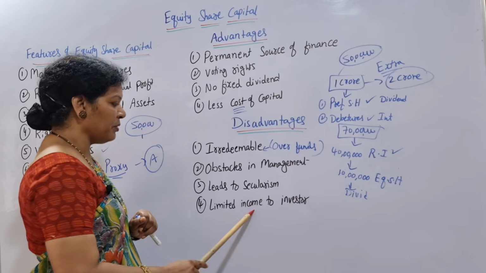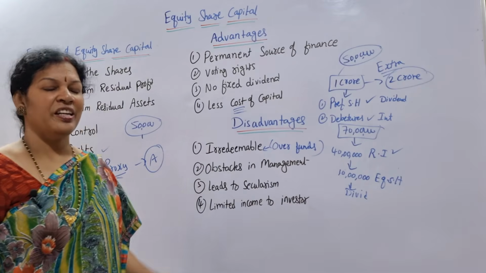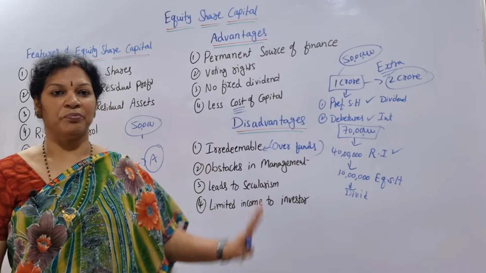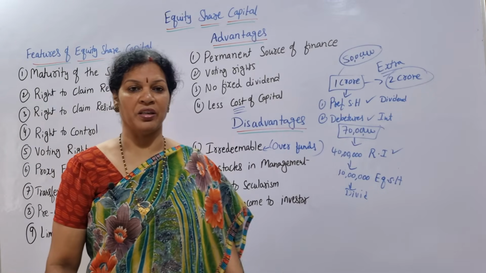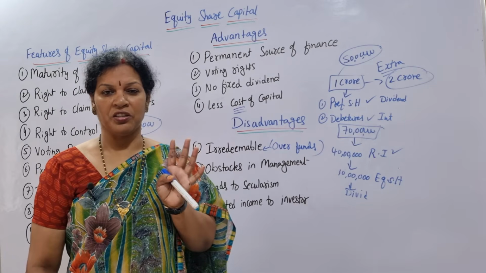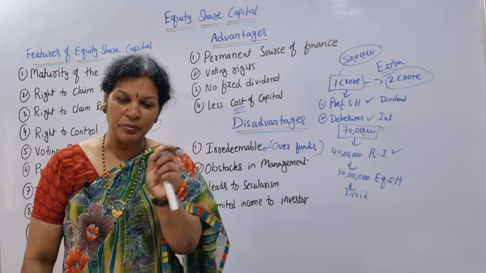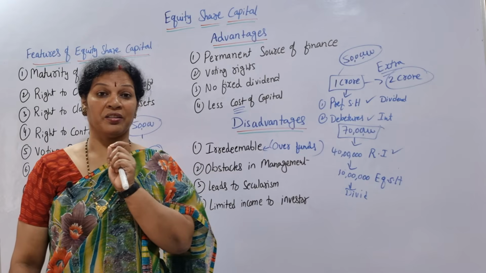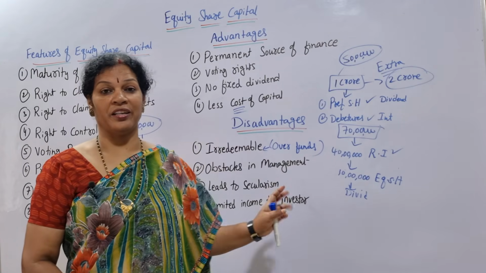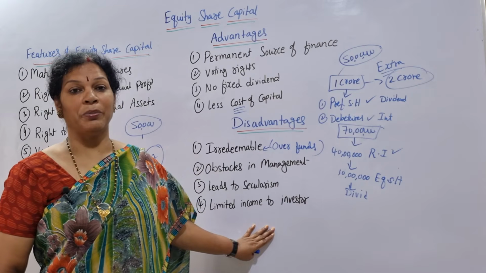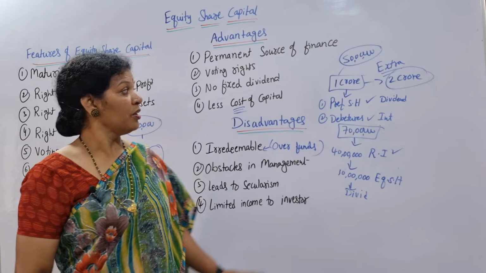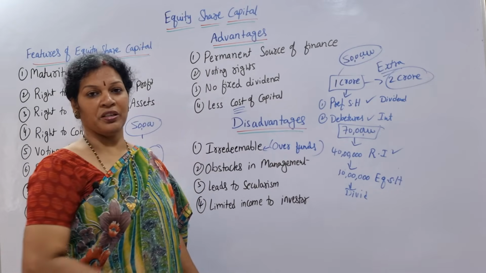And the last thing is limited income to investors. From the investor's point of view, this is a disadvantage. Your income will always be limited. I purchased 10,000 equity shares, and on this I get only a limited amount, not more than that. I cannot increase it; I cannot do anything. It is in the hands of the company. My income will always be limited compared to any other source. So these are the advantages and disadvantages.